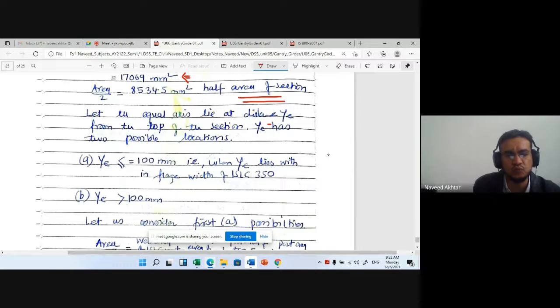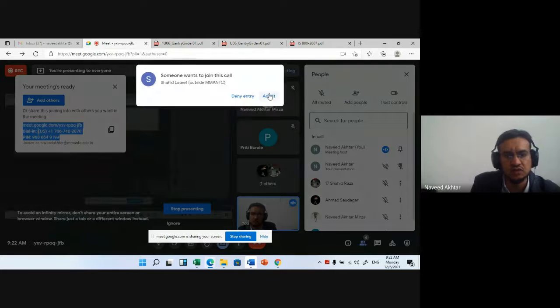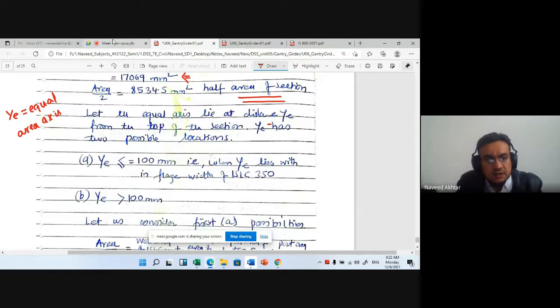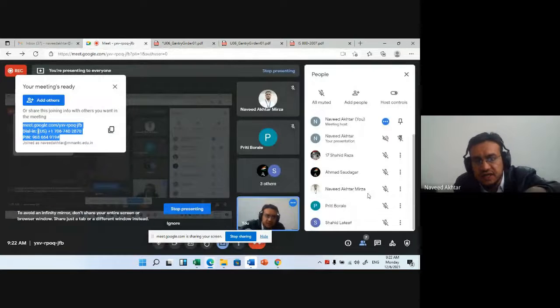YE has two possible locations. This YE is the equal area axis. So this we have to find out for the ZP. To find out the ZP, we have to find out this. Okay. So we'll see how to find out this equal area axis.